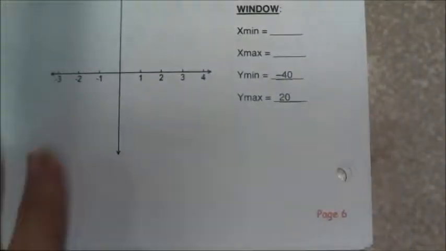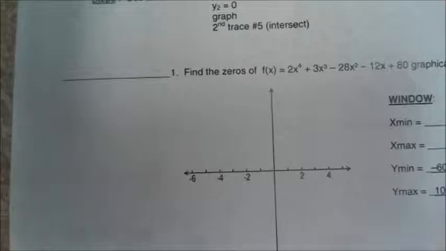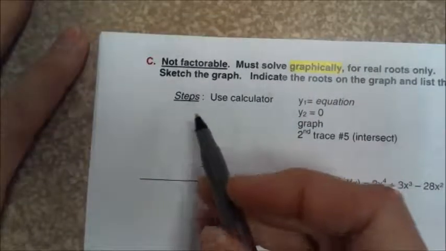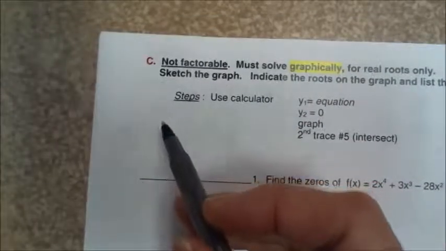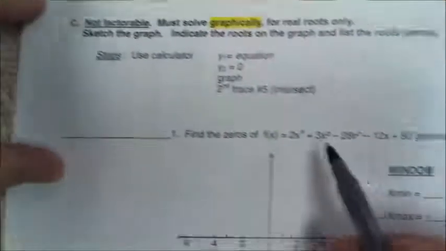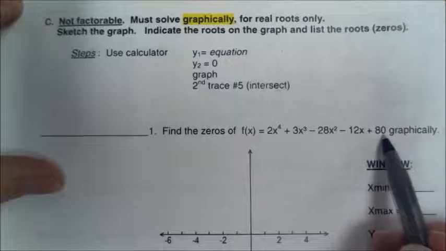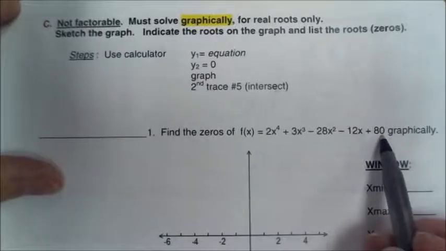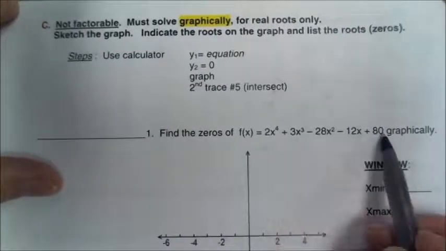Today we're going to start with page 6 of our notes from the Chapter 5.8 packet. We're going to talk about solving higher degree polynomials that are not factorable. If you come across a polynomial like this long one, you won't be able to factor it. You don't know any way to factor this polynomial.